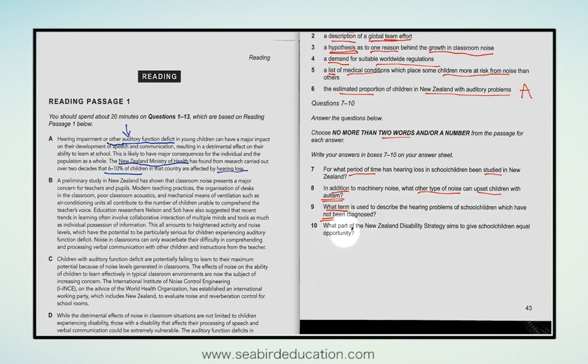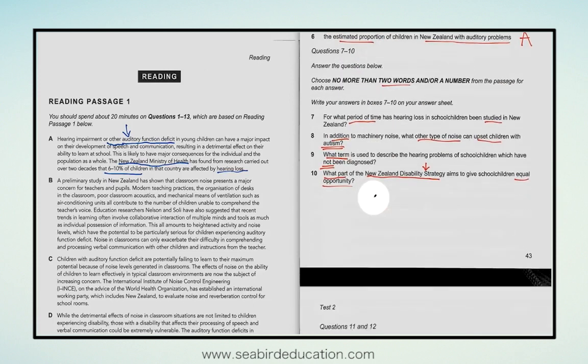Okay, and what part of the New Zealand disability strategy aims to give school children equal opportunity? New Zealand disability strategy. Notice these are capitalized, so they're gonna mention it in the text. So what part of it aims to give school children equal opportunities? Okay, equal opportunity. Let's have a look if there's any other questions.